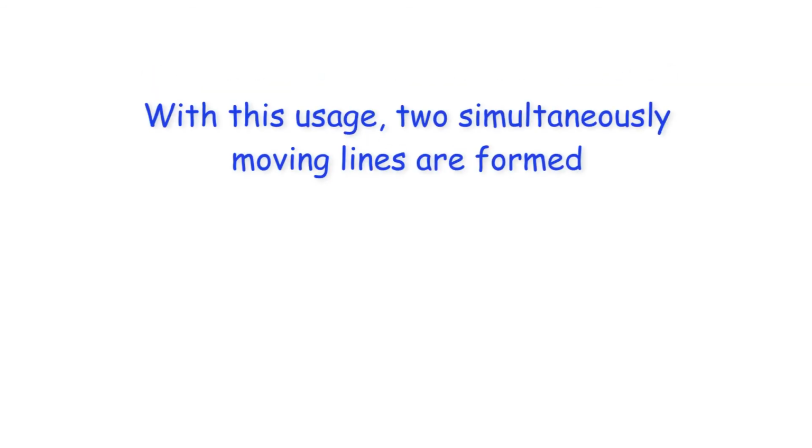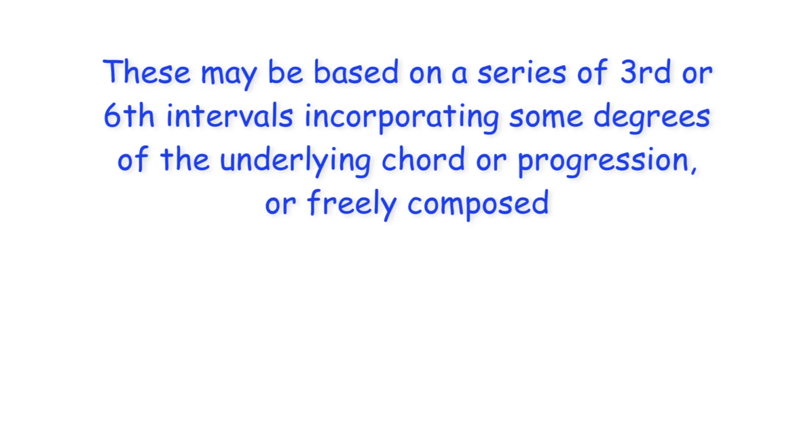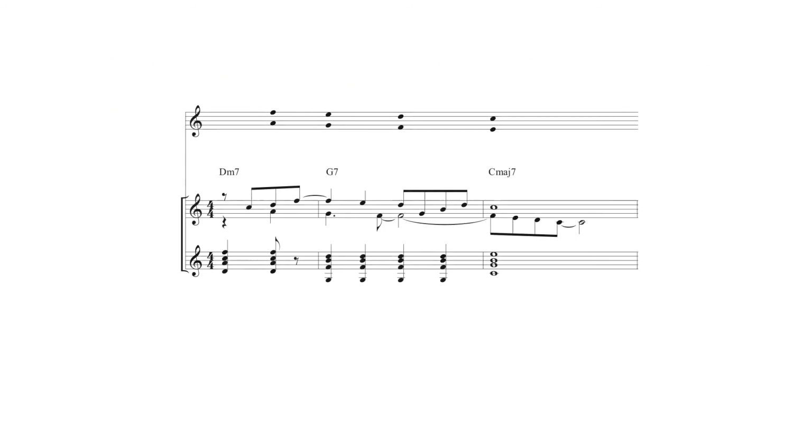With this usage, two simultaneously moving lines are formed. These may be based on a series of third or sixth intervals incorporating some degrees of the underlying chord or progression, or freely composed. To create the contrapuntal lines, this example displaces the series of descending sixths on which it's based.